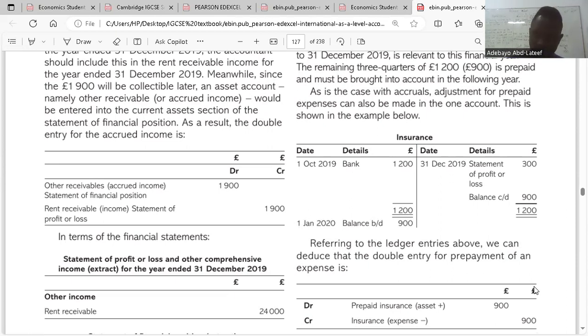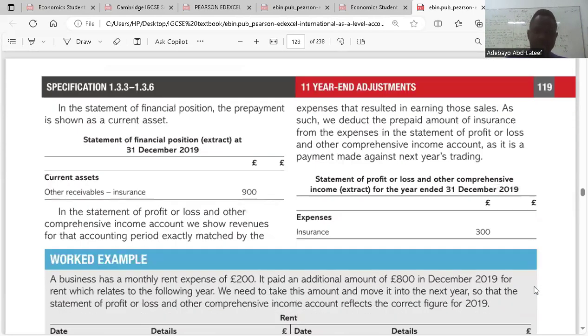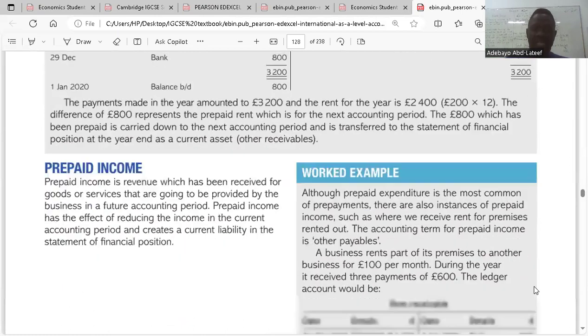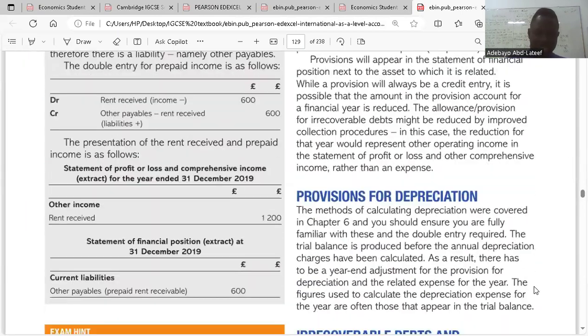Prepaid income is a current liability. Prepaid expenses is a current asset. I think it's clear. Thank you.